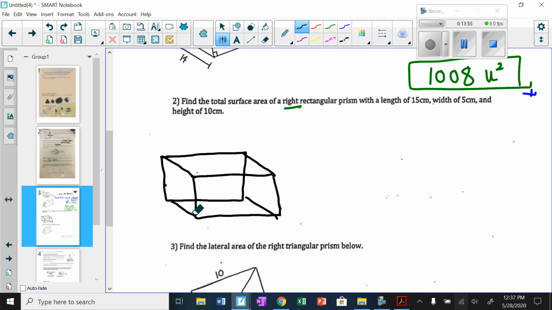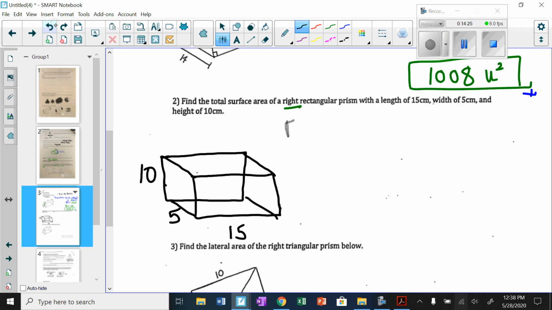All right, so how many rectangles are we painting? 1, 2, 3, 4, 5, 6. But what's great about this is that the top and bottom will be the same, the left and right will be the same, the front and back will be the same. So let's write down our dimensions. So we are 15 by 5 by 10. There we go.